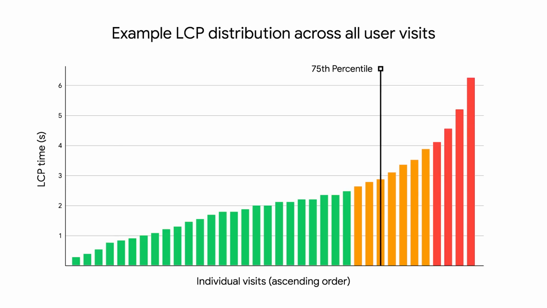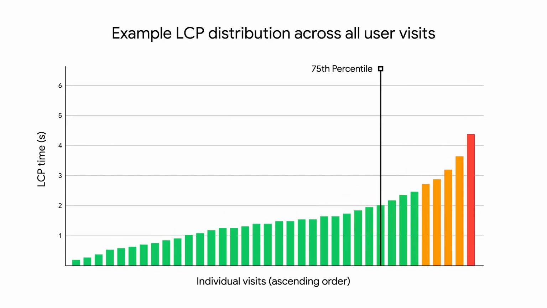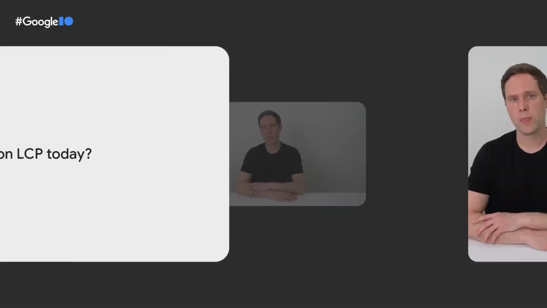If you want to improve your LCP scores at the 75th percentile, the only way to do that is to improve the experience for enough users so that at least 75% of them are within that good threshold. And generally speaking, the best way to do that is to make optimizations that improve the experience across the board, not just targeting a specific set of users. Of course, you can make optimizations that target specific users if you notice specific problems, but in this talk, I'm going to focus on general LCP best practices that apply to all types of situations.